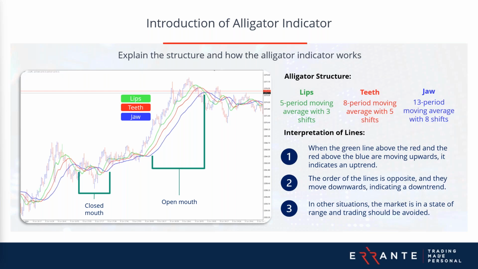Here is a practical tip. During a trending market, the alligator's lines will be clearly separated and moving in one direction. Use this as a confirmation of the trend. In a ranging market, the lines will be close together, indicating little to no trend.